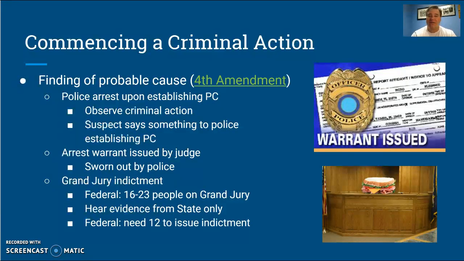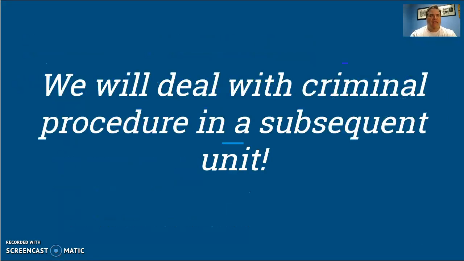Because if nobody's presenting evidence against you and nobody's fighting your case, and you're an attorney, you should be able to prove your case before a grand jury. Now, again, I remind you, we will deal with criminal procedure in a subsequent unit. We have an entire unit dedicated to criminal matters.